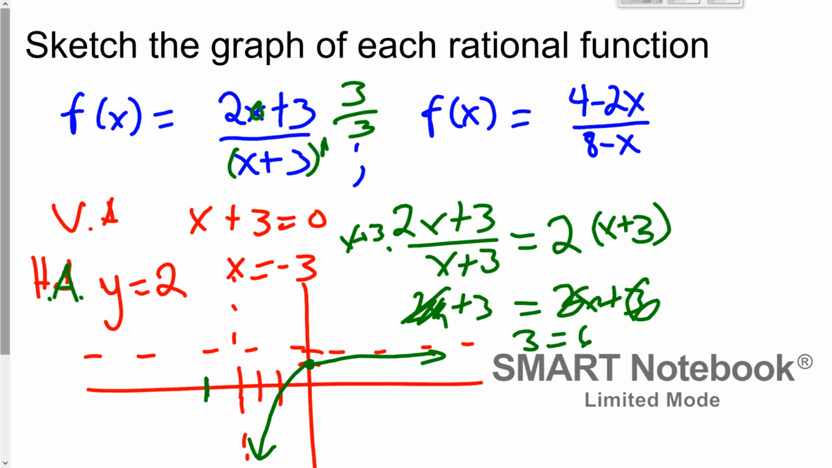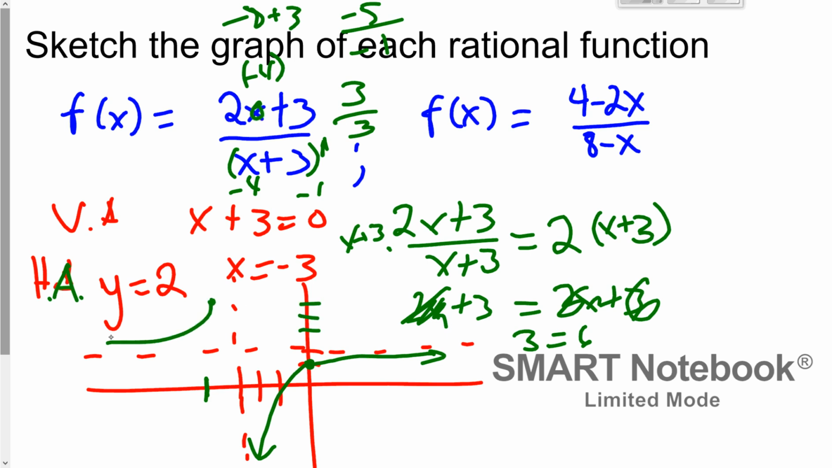So say -4. So -4 times 2 is -8. -8 plus 3 is a -5. And then plug in a -4 here. -4 plus 3 is a -1. So -5 over -1 is a +5. So at 5, 1, 2, 3, 4, 5.